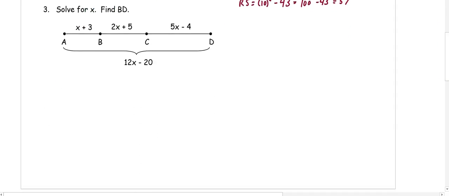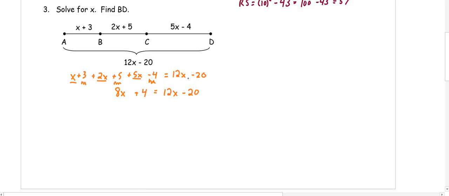Now, number 3 is the same idea. This time there's just 3 pieces that make up our whole length. So we're going to add all 3 pieces together: x plus 3 plus 2x plus 5 plus 5x minus 4 is equal to 12x minus 20. So when we combine like terms, we have x, 2x, and 5x, which gets us 8x. And we have 3 plus 5 minus 4, which gets us plus 4, equals 12x minus 20.